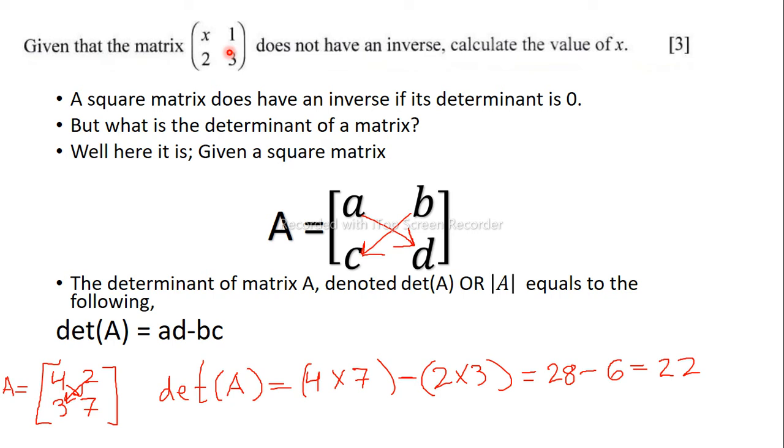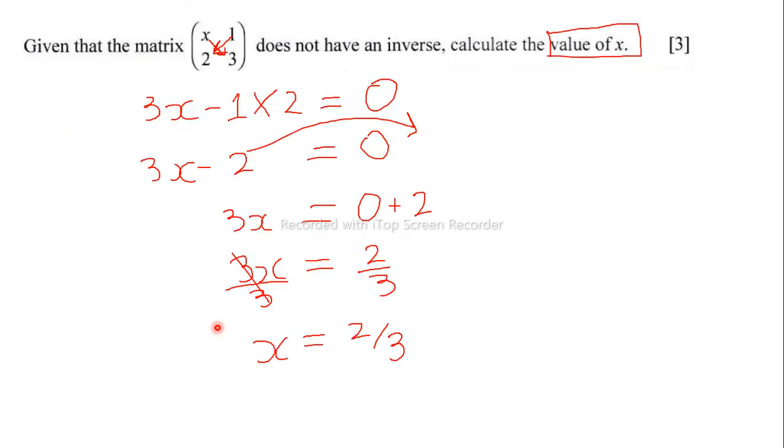We have to use the formula. A times D minus B times C. So the determinant is going to be what? 3 times x minus 1 times 2. And what must that be? It must be 0. Why? Because it doesn't have an inverse. We just said that. So is it always 0?